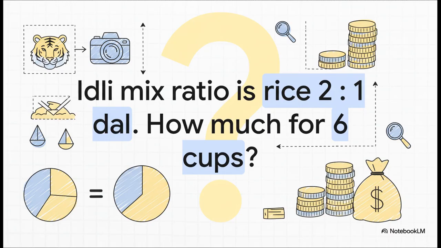So, here it is, your final challenge, and it's a tasty one. To make yummy, soft idlis, the recipe says the ratio of rice to urad dal should be 2 to 1. If you need to make a total of 6 cups of the mixture, how many cups of rice and how many cups of dal will you need? You can use that sharing method we just learned. Go on, pause the video and try it out.